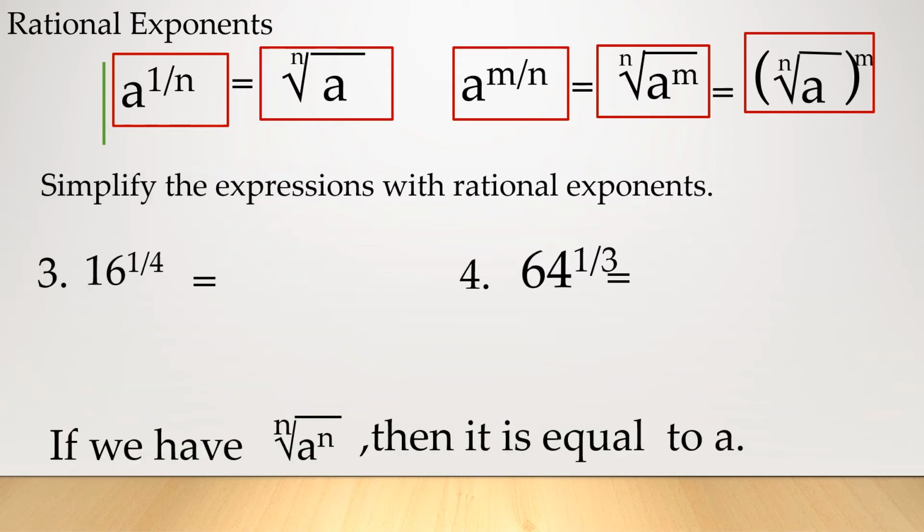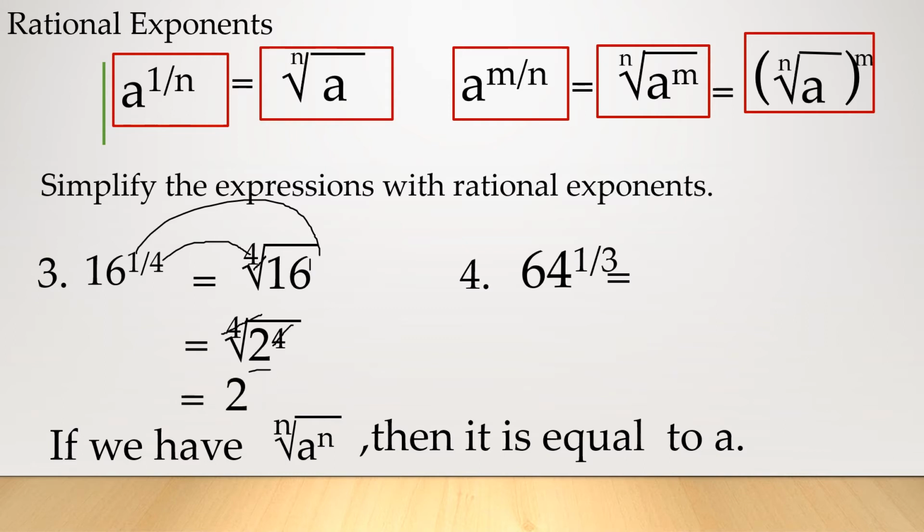Next, now I have here 16 raised to 1/4, which means that's the fourth root of 16. The index should be the denominator, and the exponent should be here, that is understood to be 1. Now, the next step is to change to exponential form. What number, if you raise it to 4, the answer is 16? That is 2 raised to 4. Now we can cancel the fourth root here and the power. The answer now is equal to 2.